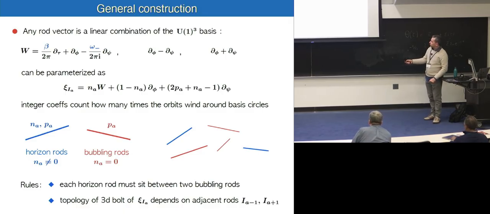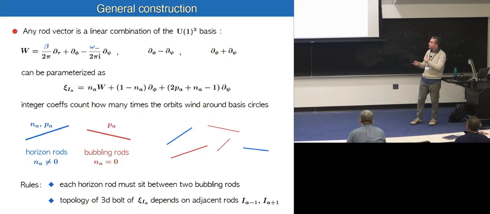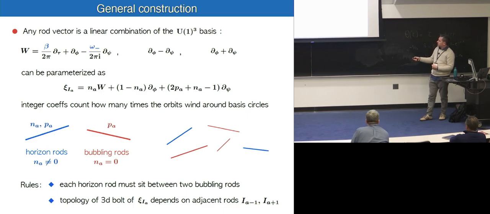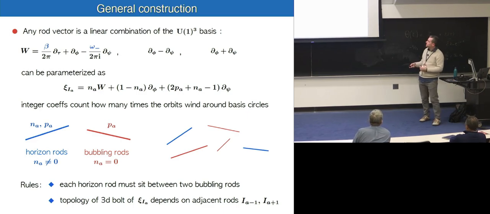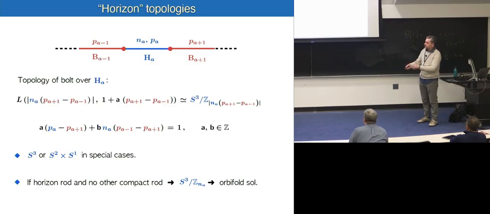And then the topology of the 3D bolt, that is, now we consider the topology of the normal space of the fixed locus of the U1 that collapses. This fixed locus is three-dimensional because the time also plays a role. So we can study the topology of these three-dimensional bolts. And this depends just on the adjacent rods to the one that we are considering. If we are considering IA, then we have the one before and the one after that. And there are only these two that fix the topology of this three-dimensional bolt. So we have done this study, at least a priori. Then one should construct explicit examples.